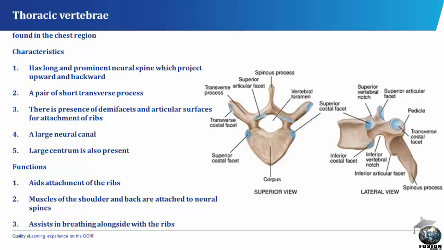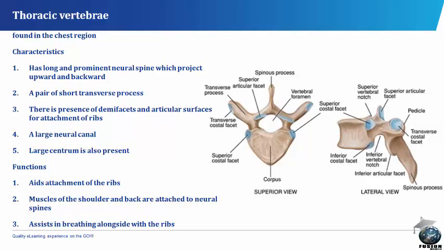For the thoracic vertebrae, this vertebrae is found in the chest region. In man, they are 12 in number. Its characteristics include the following. 1. It has a long and prominent neural spine which projects upward and backwards. 2. A pair of short transverse processes. 3. There is presence of demifacets and articular surfaces for attachment of ribs. 4. It has a large neural canal. 5. A large centrum is also present.